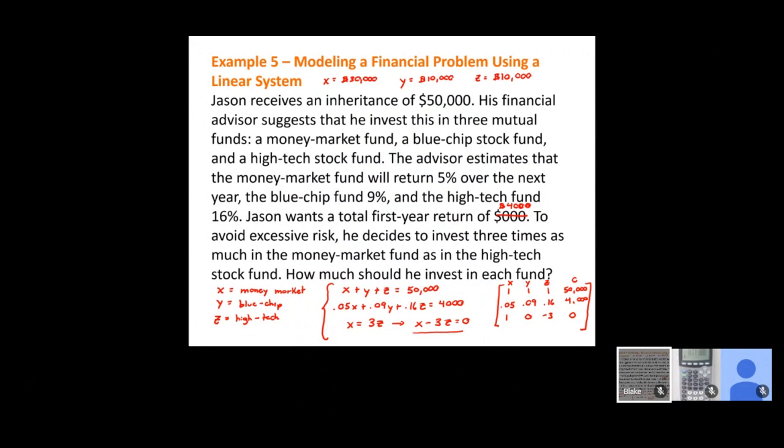Okay. And always make sure that your answers make sense, right? We know we had a total investment of 50,000. Those added together does give us 50,000. We know we wanted 3 times as much in money market as our high tech. We have 30,000 in money market. We have 10,000 in high tech, right? So that makes sense. Any questions on that one now?